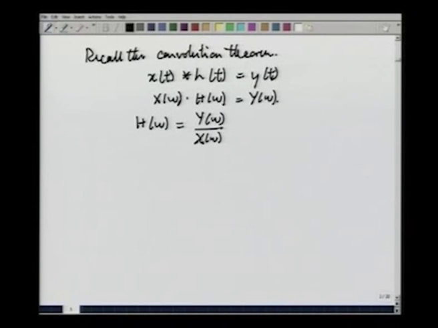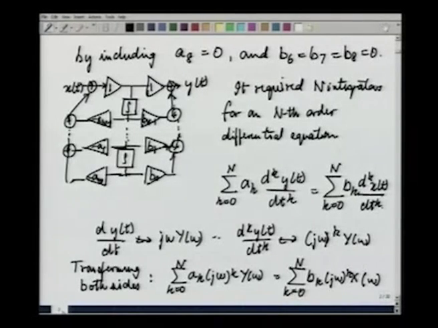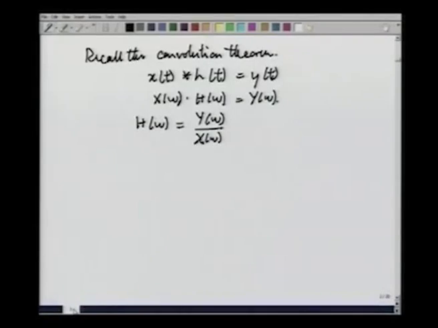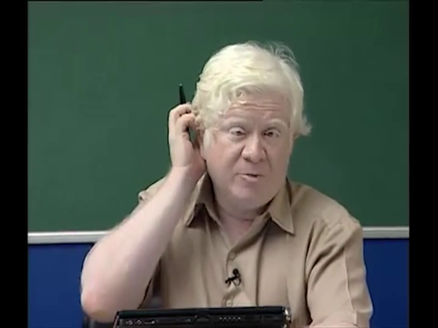Now, if we go back to the equation we have just obtained by transforming both sides of the differential equation, we find that Y omega is a common factor in all the terms on the left side and X omega is a common factor in all the terms on the right side. Hence, we could factorize this expression, divide Y omega by X omega to get an expression for H omega.